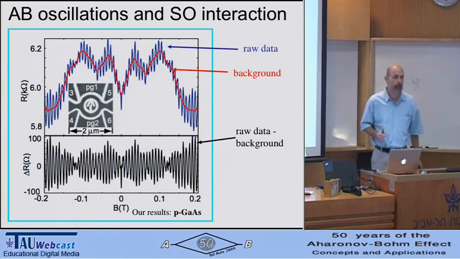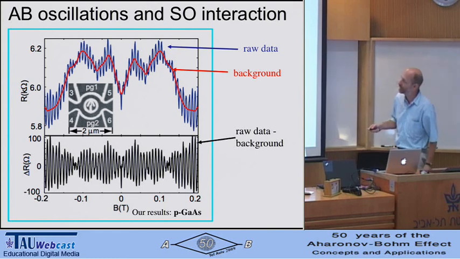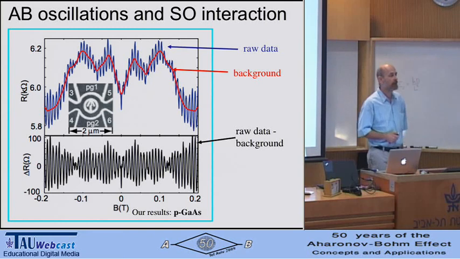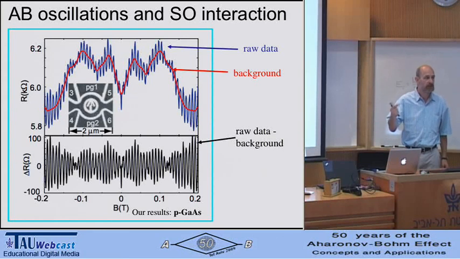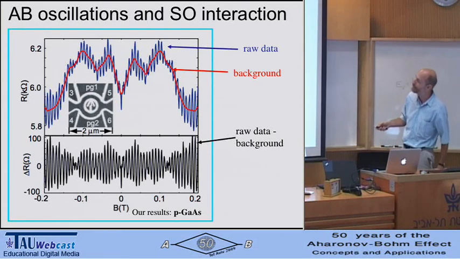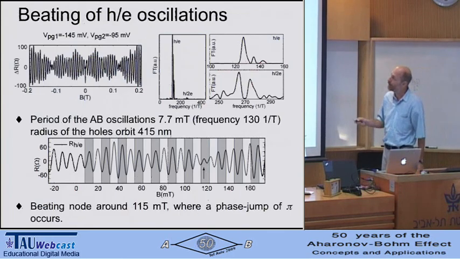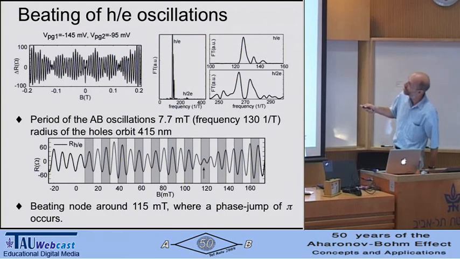If you subtract the red background, and the red background has a classical origin because of the geometry of the sample, you get this black trace down here, and you see there's very highly reproducible Aharonov-Bohm oscillations. You see the pattern is even as a function of magnetic field, which is because of time reversal invariance. And you also see that they're beating patterns. It's not just one Aharonov-Bohm signal, but you can really see by eye that there's a beating pattern in these Aharonov-Bohm oscillations.